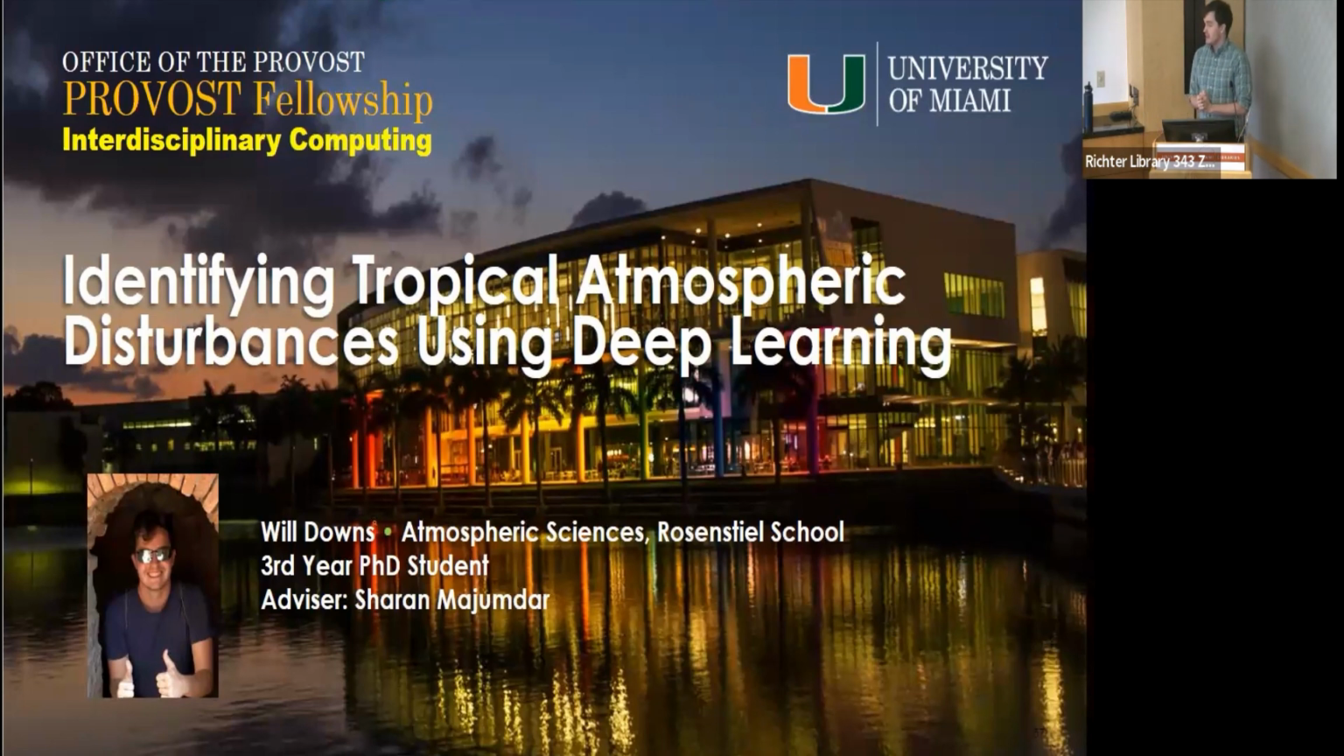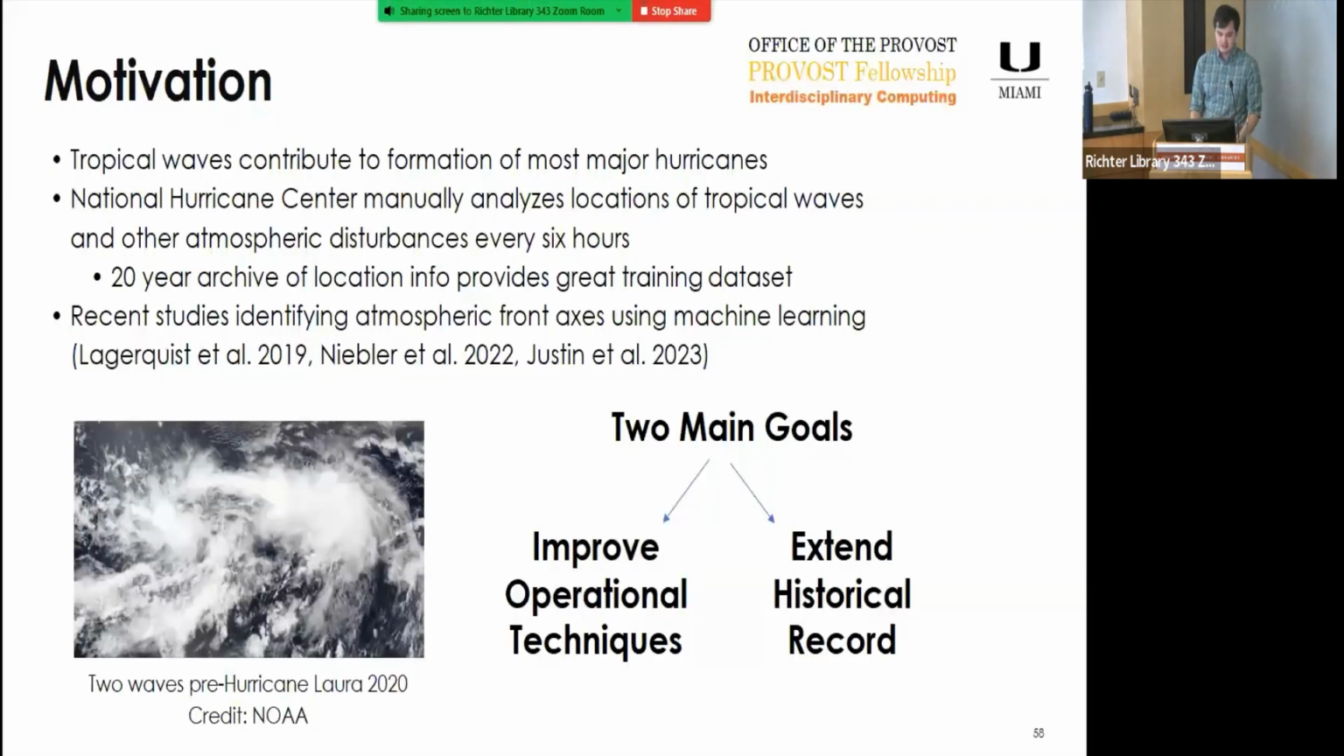I'm Will. I'm a third-year PhD student at the Rosenstiel School in Atmospheric Sciences. My advisor is Shram Majumdar, and my research broadly is focused on identifying these different disturbances in the atmosphere, specifically in the tropics, using different deep learning techniques.